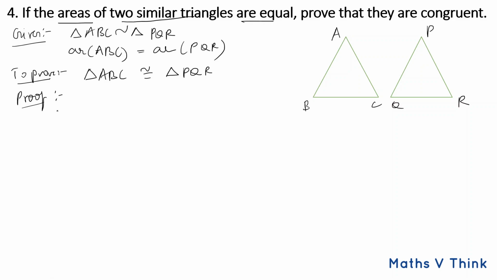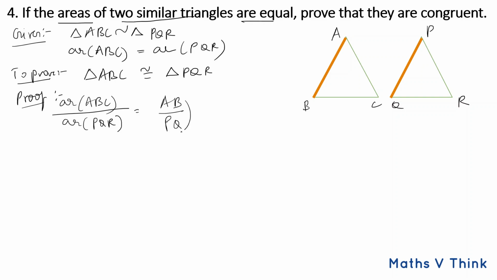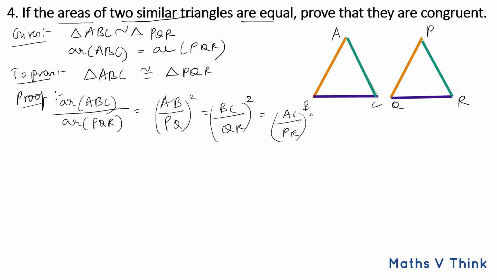When two triangles are similar, I can tell area of ABC divided by area of PQR is equal to the square of the ratio of their corresponding sides. So AB by PQ the whole square is equal to BC by QR the whole square is equal to AC by PR the whole square. Let this be 1.